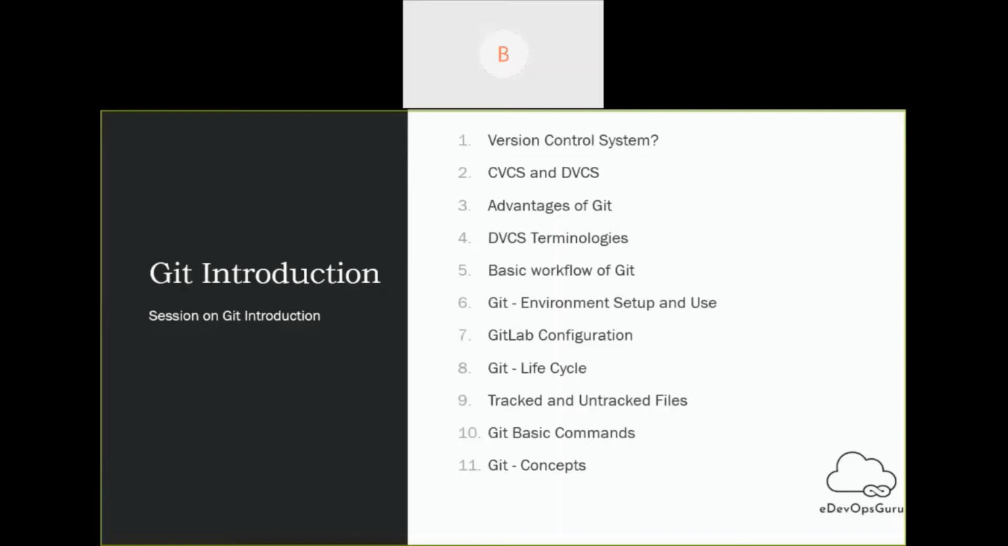What are the advantages of that? What are the different terminologies? The basic workflow of Git. How to set up Git. How to set up GitLab configuration for remote repository maintenance. The Git lifecycle, the Git file system, that is tracked and untracked files, a few basic commands and some Git concepts.